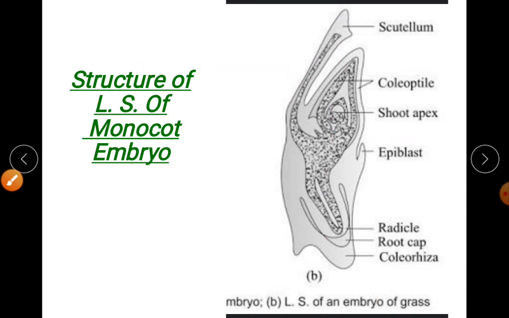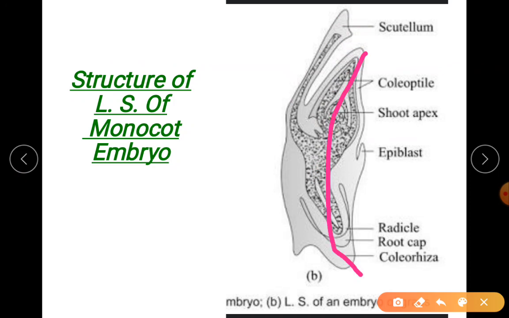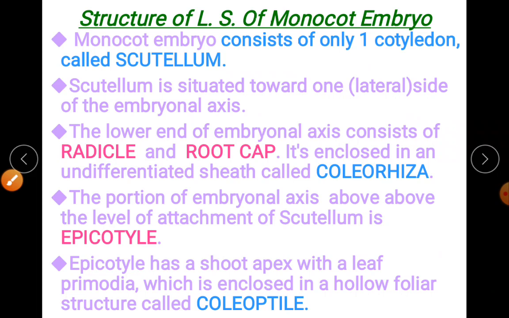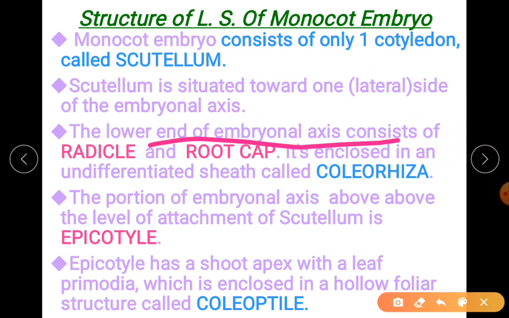Since this is the plumule, imagine this is your plumule, this is your radicle. So the embryonal axis will be like this. So it is at this one side, the lateral side, that the scutellum or the cotyledon is present. So you all know very well about this part. The lower end of the embryonal axis consists of radicle and root cap.